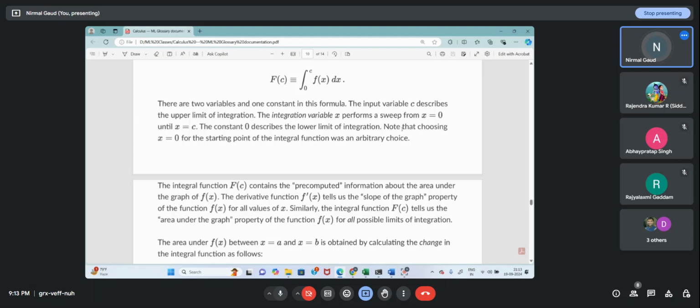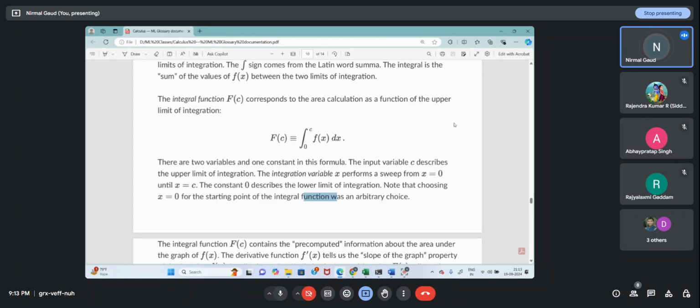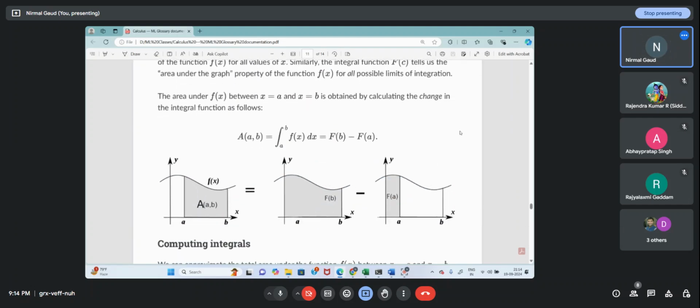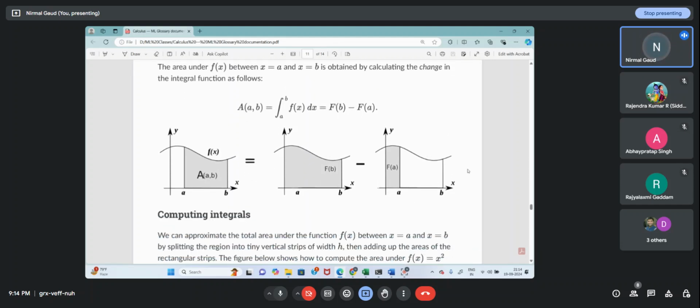Okay, note that choosing x equal to 0 as the starting point of the integral function was an arbitrary choice. It's not mandatory that we always start from 0. No. All right, so it's an arbitrary choice. You can take anything. Okay, got it? Fine. So yes, this is also one of the representations.